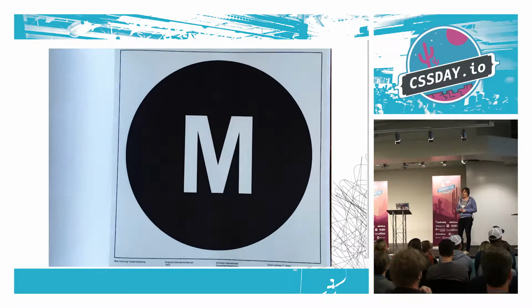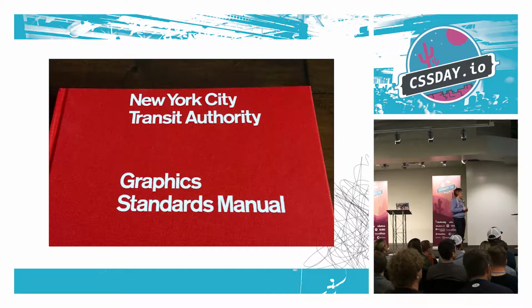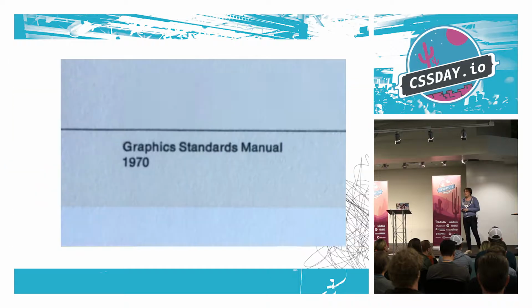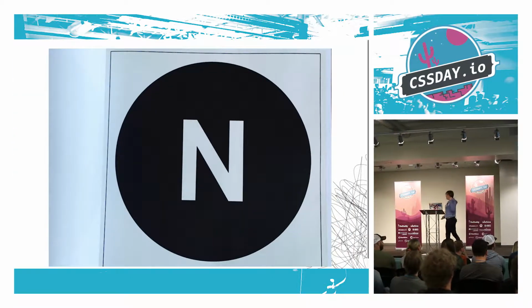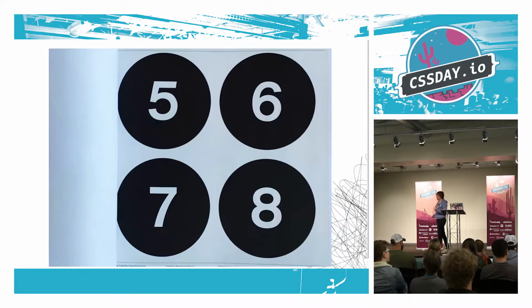And the letter M. So that letter M, that is actually from a style guide. That's from this style guide, New York City Transit Authority Graphics Standards Manual, which was written in 1970. So this is not a new trend. Style guides have been around for a little while. And we can look back and see how they were done. It also has the letter N and the numbers 5 through 8, which is good. Those are good numbers.